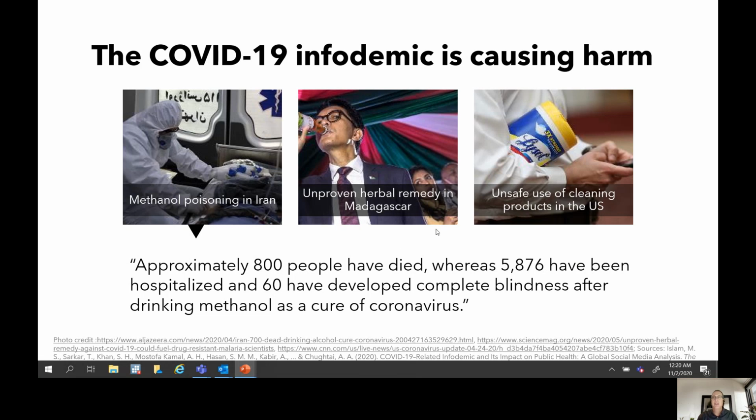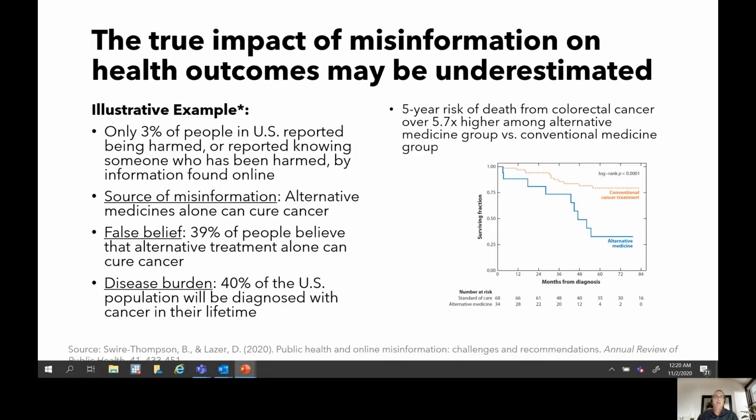People got sick. And in the US, we had some serious morbidity and mortality associated with the unsafe use of cleaning products as well. So these are direct examples of that. But it may turn out that the true impact of misinformation is underestimated.